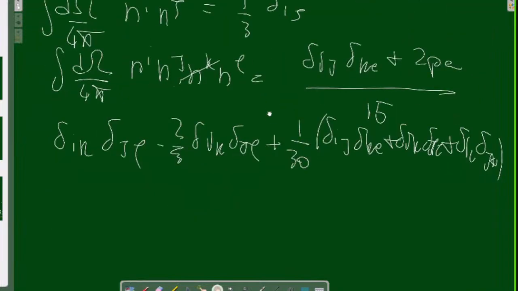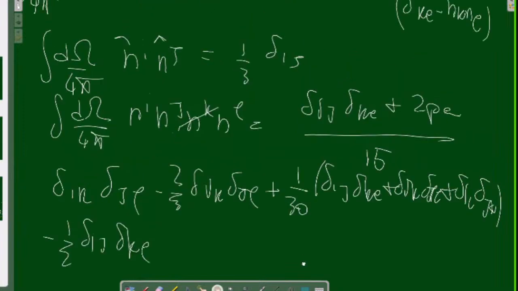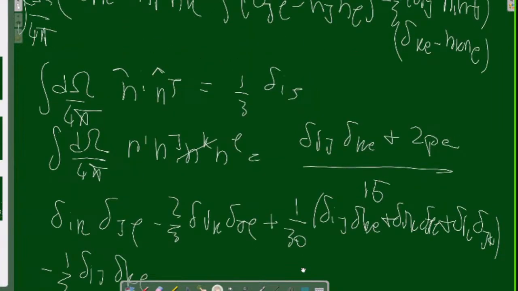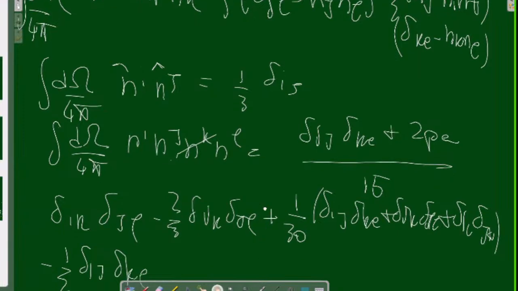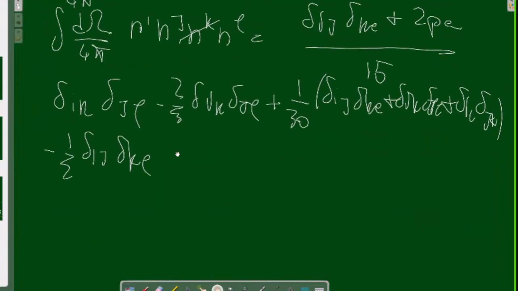I have -1/2 delta ij, delta kl. And then I have plus 1/3 delta ij, plus 1/3 delta kl, and then so I have plus 1/3 delta ij, delta kl.